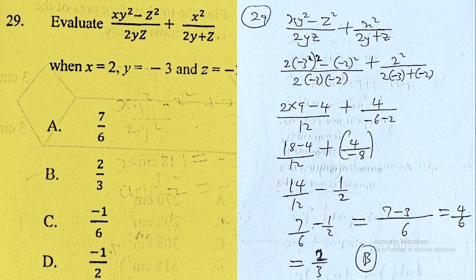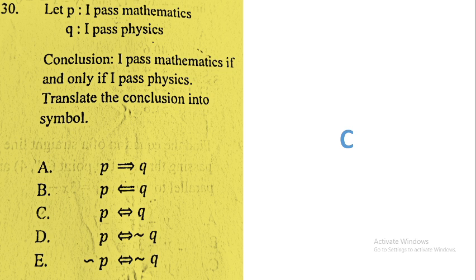Let's move to question number 30 quickly. Now this also is on proposition logic. We are having a proposition P, I pass mathematics, proposition Q, I pass physics. Conclusion: I pass mathematics if and only if I pass physics. Translate the conclusion into symbols. If and only if means we have a two-headed arrow, and that is this. So option C is the correct option there.